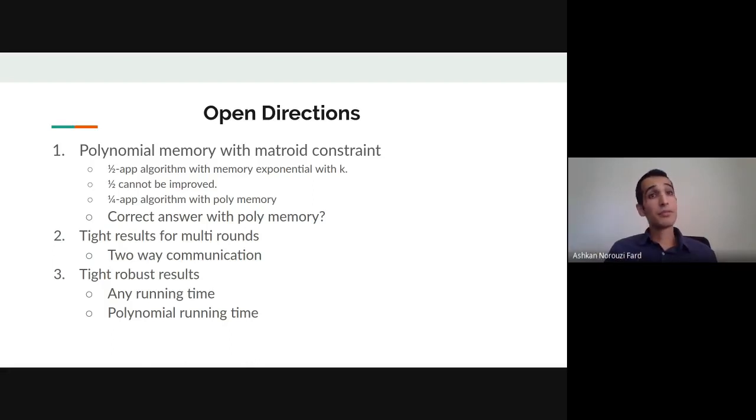The other questions, of course, are that for robustness, we show that 2/3 is achievable, but what's the correct answer? Is 2/3 tight, or can one improve it? And what's the best that we can get with polynomial running time?